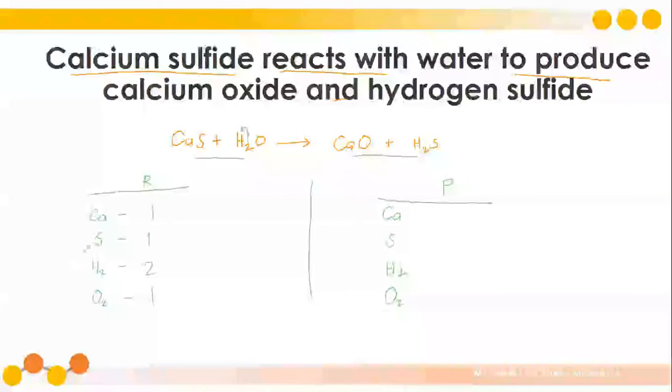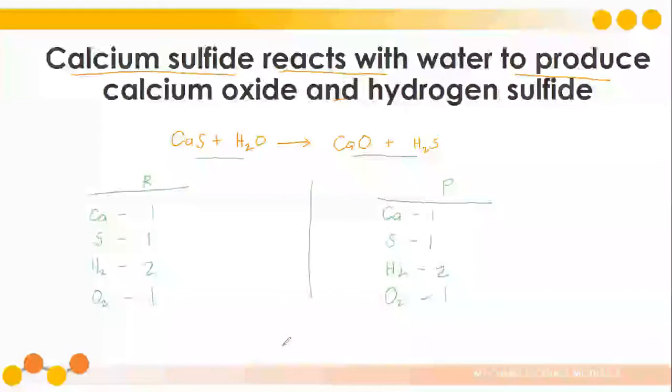Okay? So again, we only have one calcium for the reactant side, one sulfur, two hydrogen, and one oxygen. Let's now proceed with the product side. For the product side, we have one calcium. We also have one sulfur. For hydrogen, we have two because of the subscript. And then for oxygen, we also have one. Again, we don't have a subscript here because oxygen is in a compound. Okay? It's involved in a compound.